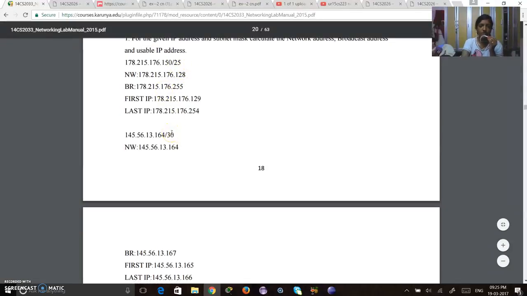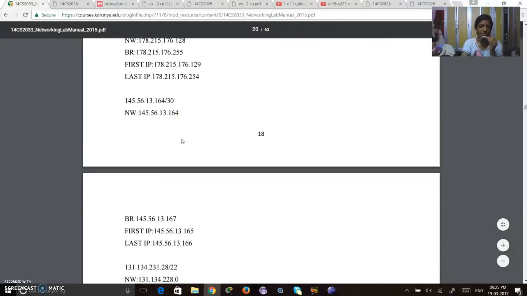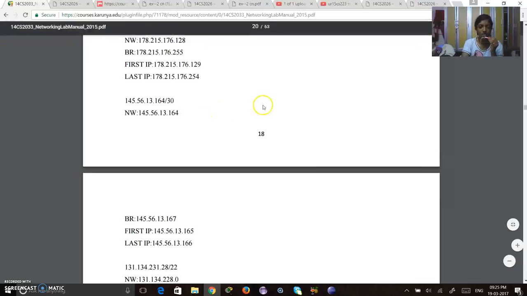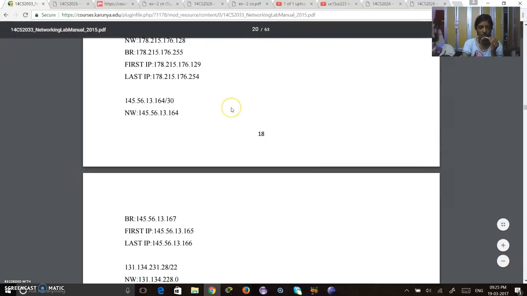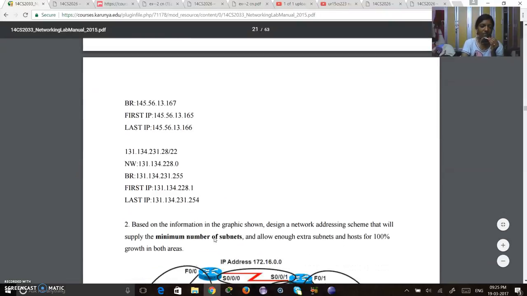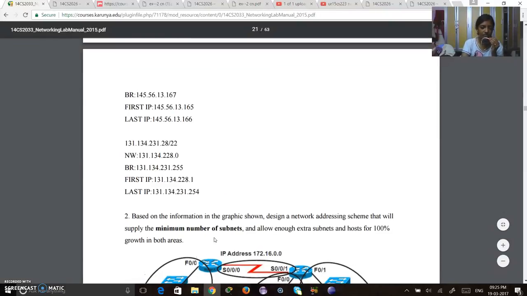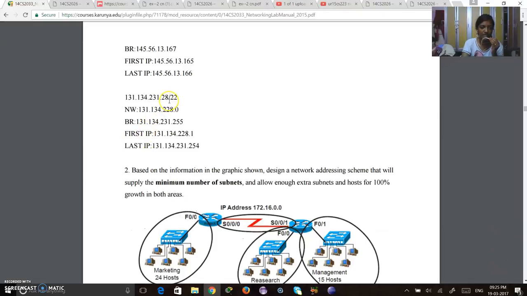Here 30 bits are used for the network alone. While calculating the broadcast address, it comes as 6 ones followed by 00, that is the network address. So the broadcast address will be up to 167, and this will be 165, that is the first IP, the next IP after the network address, and the last IP will be the IP address before the broadcast address.